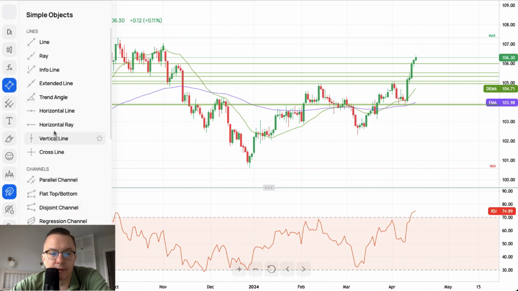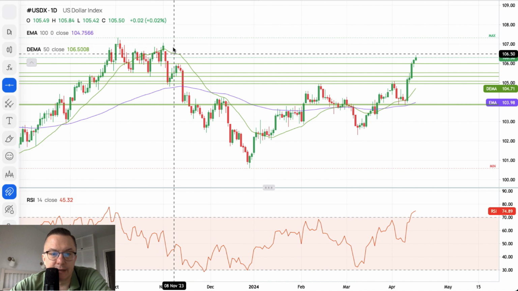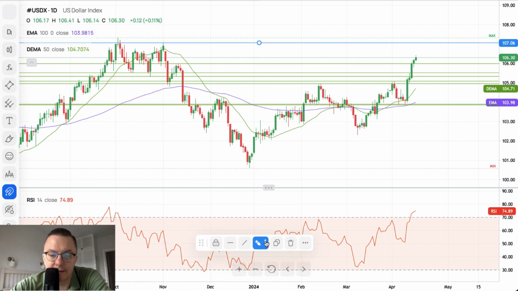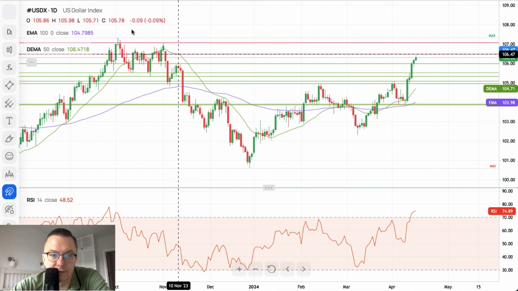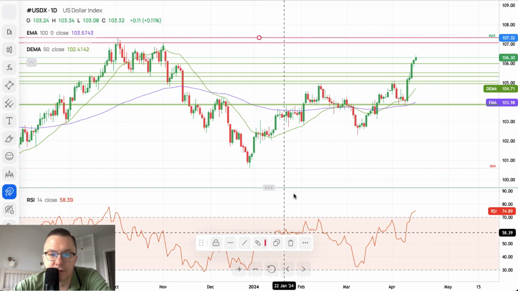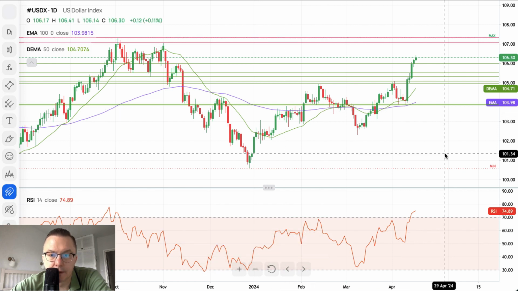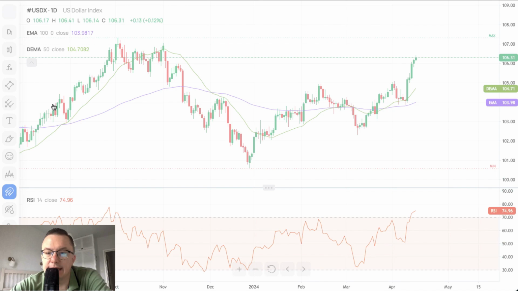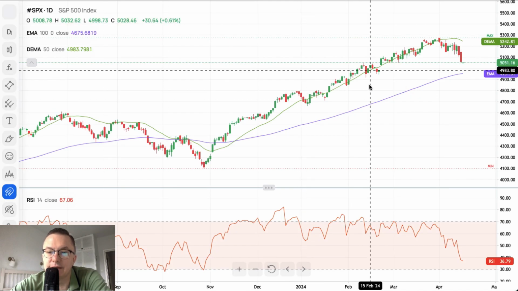All right, and now on the US dollar index, we are heading towards two significant levels, 107.06, and the other one is of course the high from 2023, 107.32. Okay, that's the zone. And let's just take a look at the S&P 500. S&P 500 is supposed to go down. Yes, it's going down.